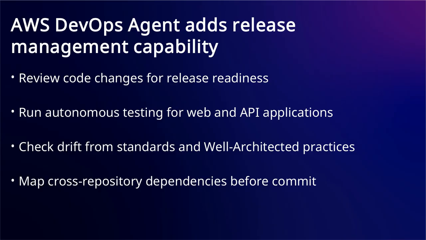The agent generates and runs test plans for web and API-based applications in your environments, catching regressions, UX issues, and integration failures. Connect your code repositories and pipelines in your AWS DevOps Agent space to get started. The preview is available in US East, North Virginia at no additional cost.